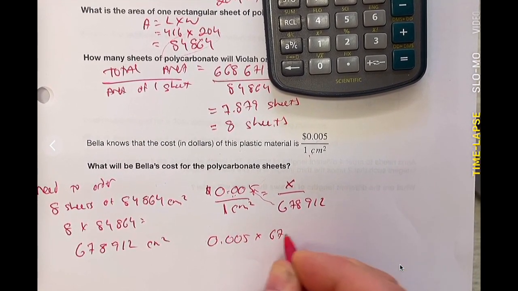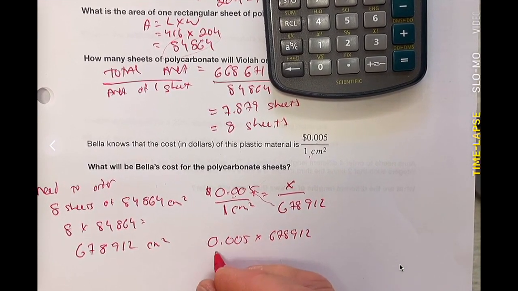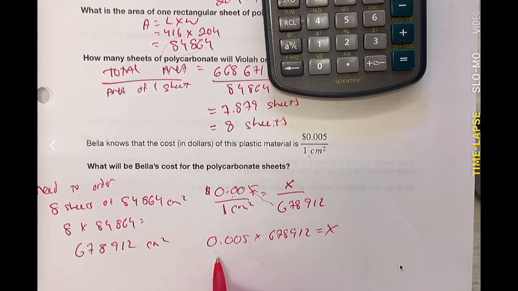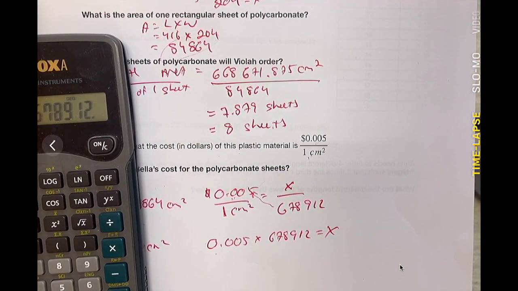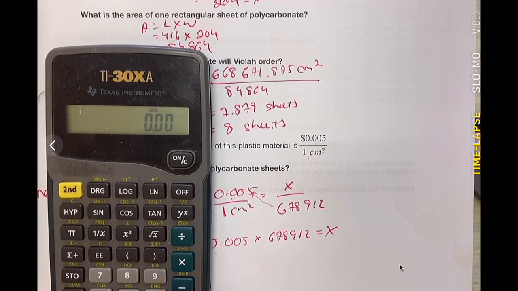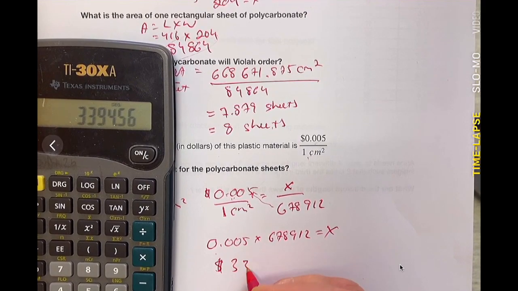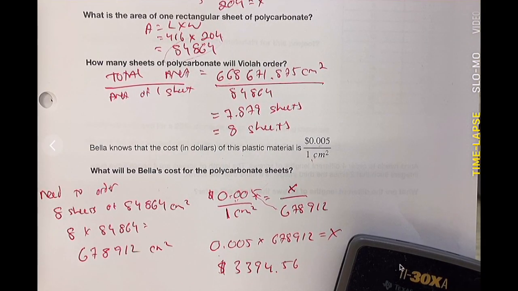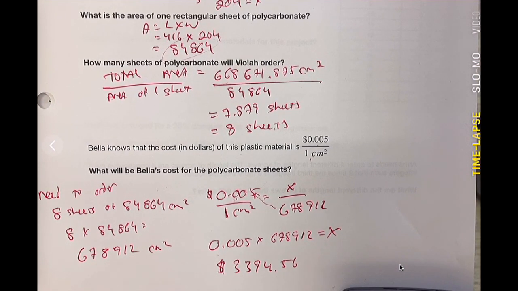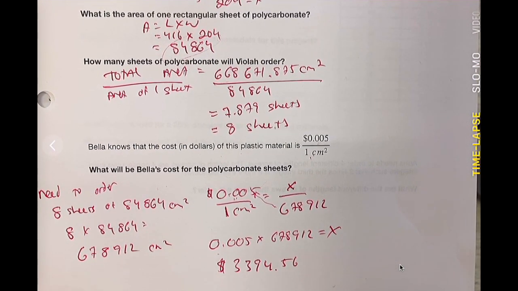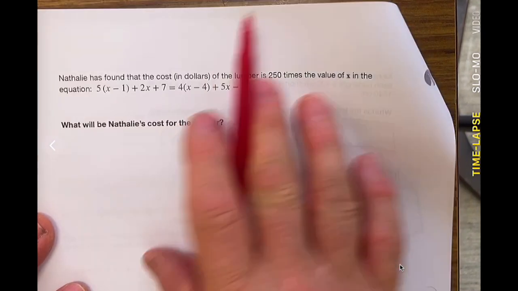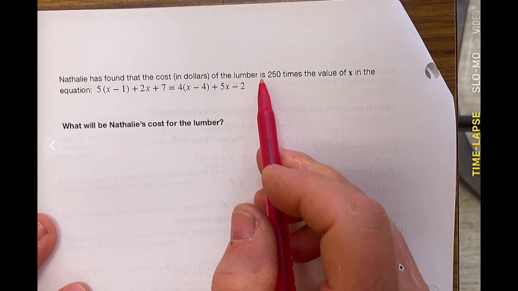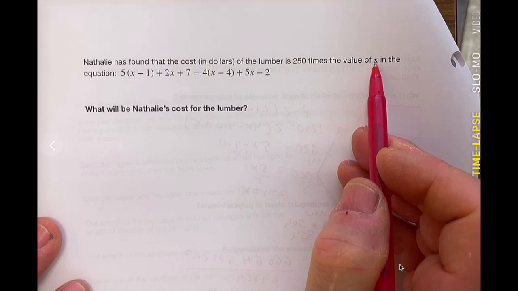0.005 times 678,912 divided by 1 is equal to x. I'm not going to write the divided by 1. This number times 0.005 gives us $3,394.56. What will be Bella's cost for the polycarbonate sheets? It'll cost her $3,394.56.